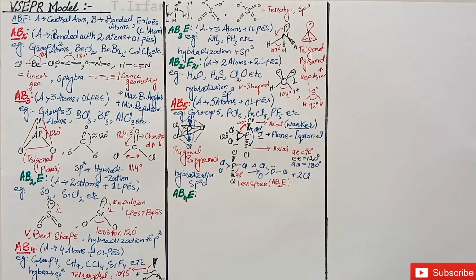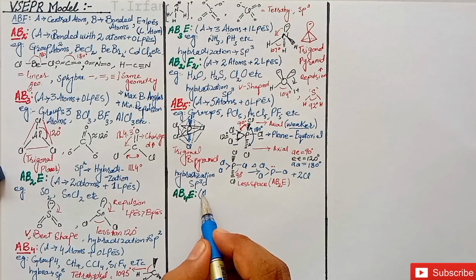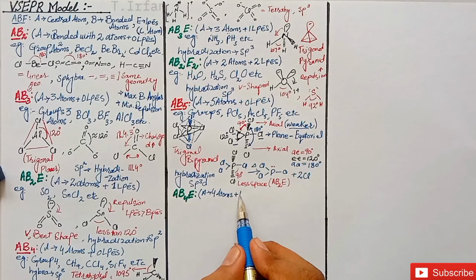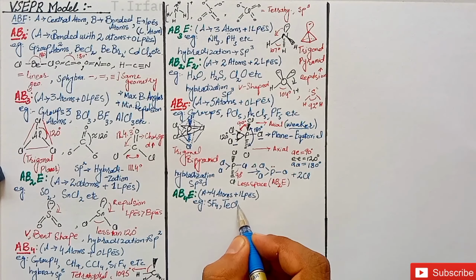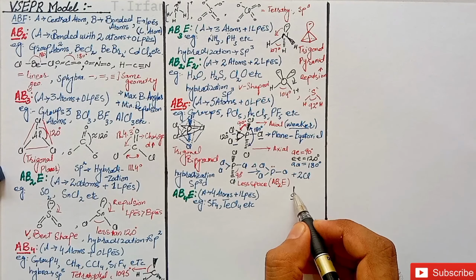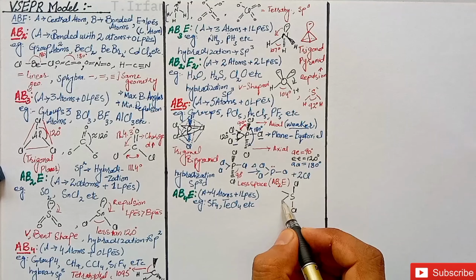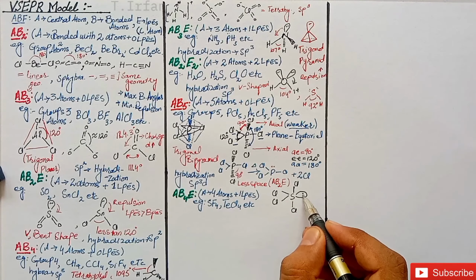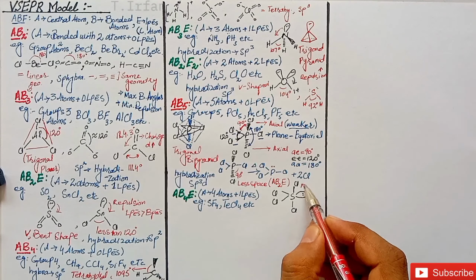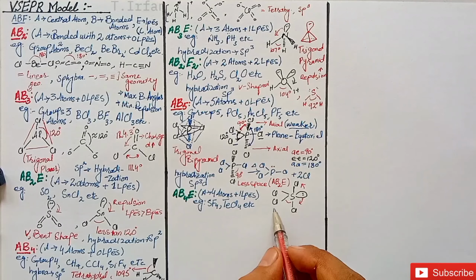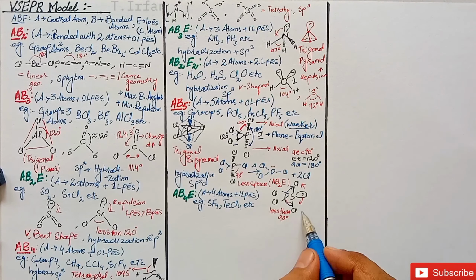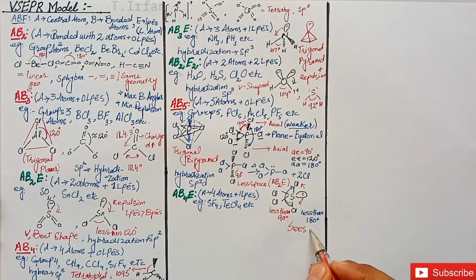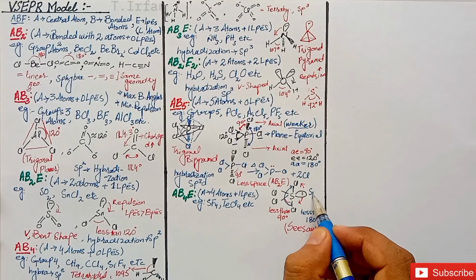AB4E system, this is a subsystem of the AB5 system. Here is the central atom which is bonded with 4 other atoms and having one lone pair electron. For example, SF4, TeCl4 all belong to this system. This is the geometry of the SF4 molecule. Here one lone pair electron causes repulsion, so the bond angle becomes less than 90 and less than 180 degrees between axial equatorial bond and axial bond. The electronic geometry is trigonal bipyramid, and the geometry of this molecule is seesaw, and the central atom is again sp3d hybridized.